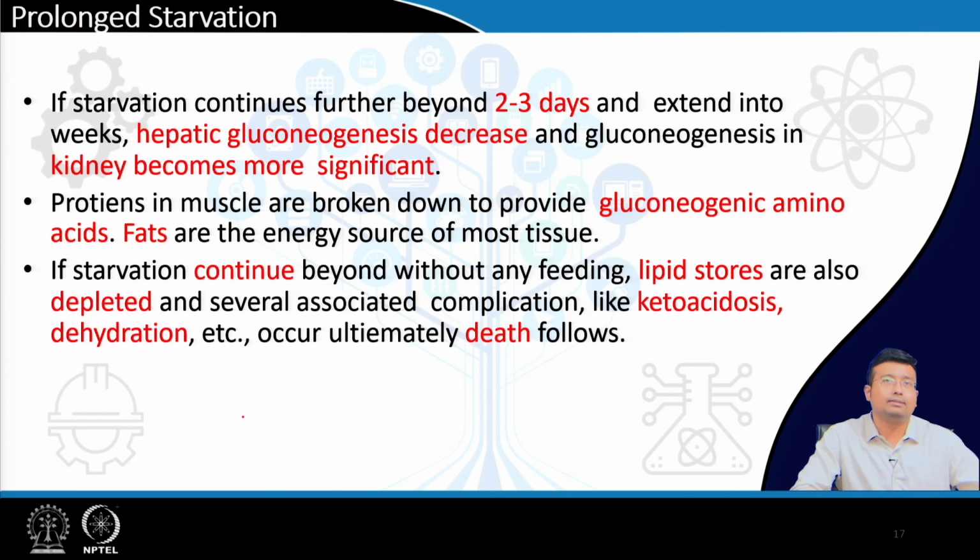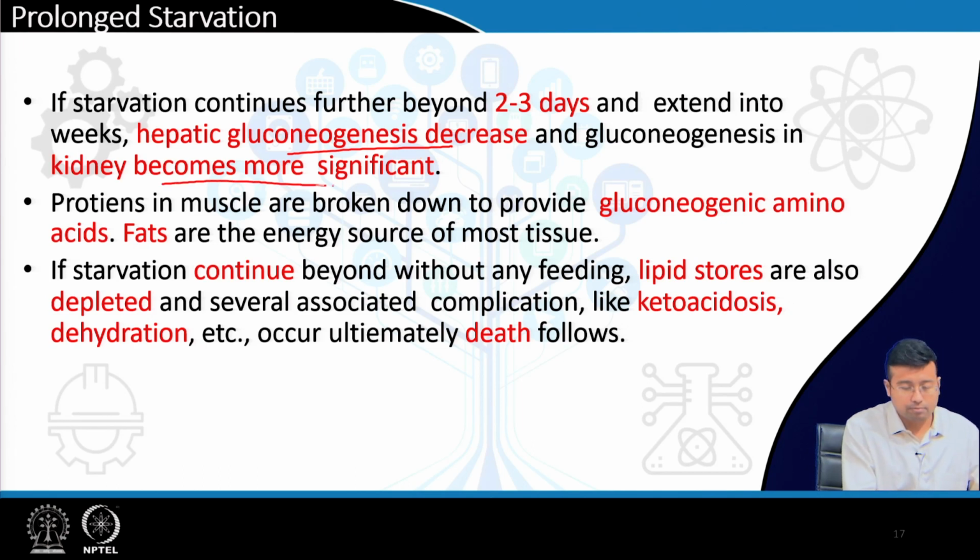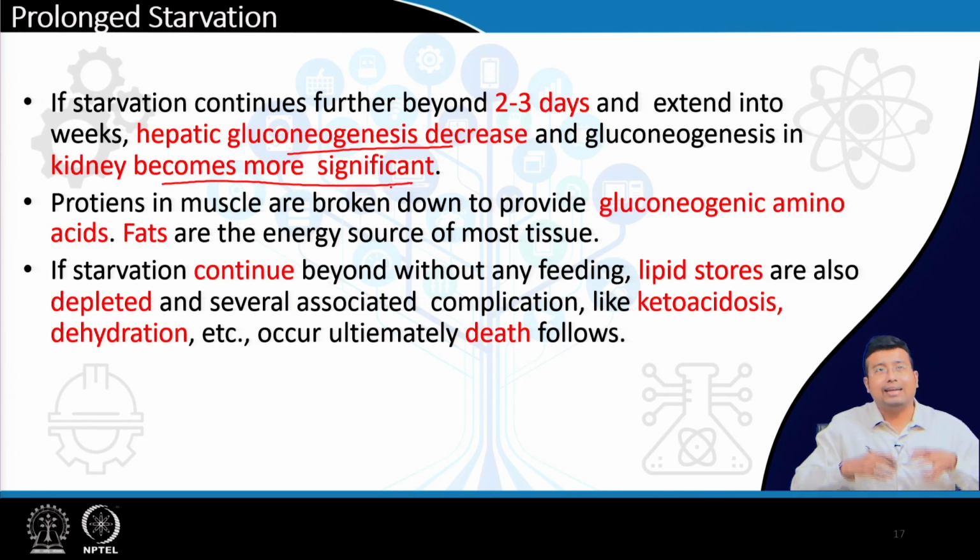Next, what happens? Even if there is starvation, after 2 to 3 days the hepatic gluconeogenesis starts to decrease and renal gluconeogenesis happens. Okay, kidneys are also equipped to undergo gluconeogenesis. But by that point we need more and more substrates for gluconeogenesis, right.